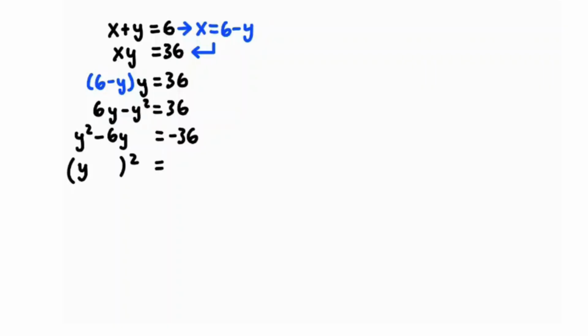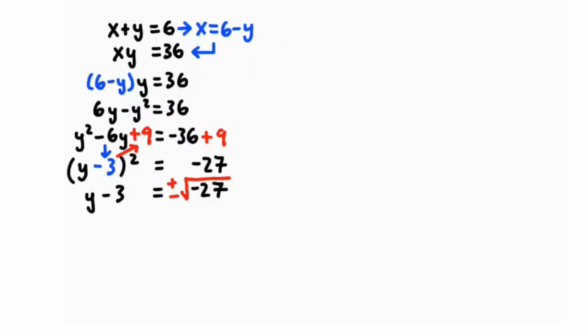Well, we'll take half of -6 to get -3. So to complete the square, we're going to square that 3 to get plus 9. Add that to both sides. -36 plus 9 is -27. Now we take the square root of both sides, which creates an absolute value, which creates the plus and minus. So we have y minus 3 equals plus or minus the square root of -27.